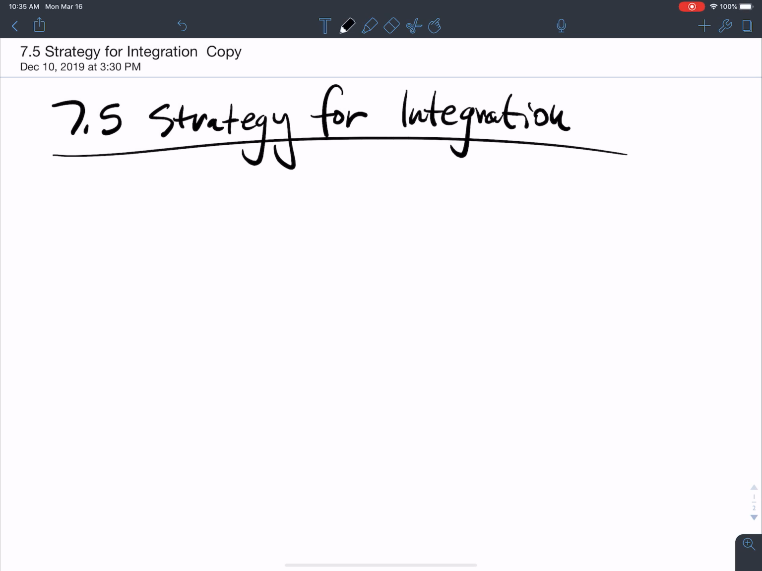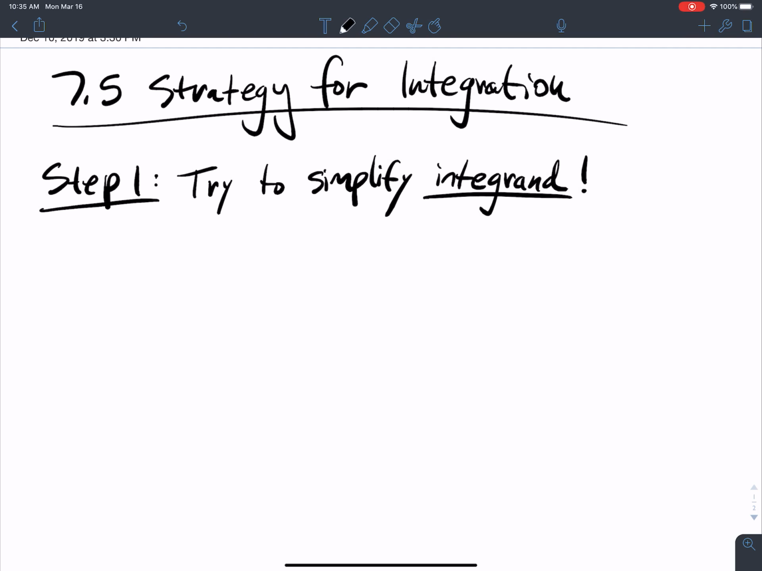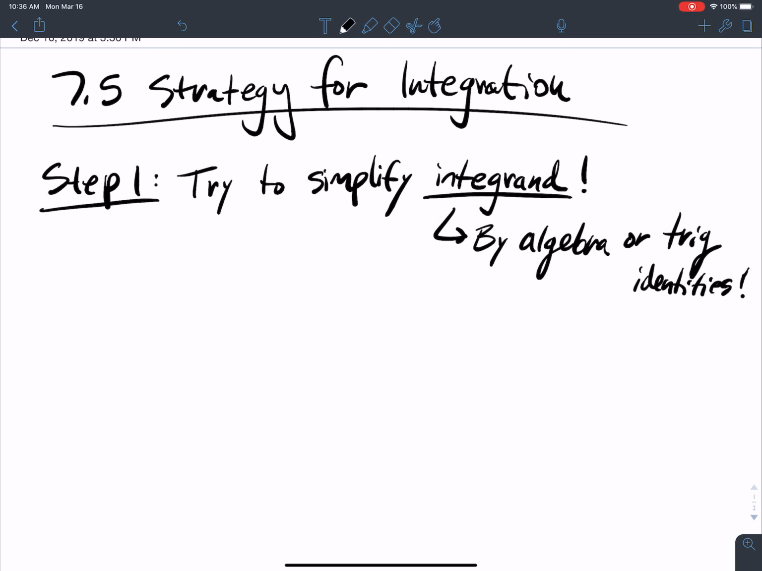So the first thing I would do, step one, is try to simplify the integral. In particular, we're going to focus on the integrand, that function that we're integrating. Okay? So we can simplify this thing by algebra or trig identities.